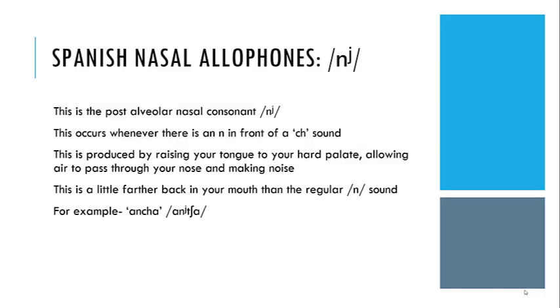Next, we will talk about the post-alveolar nasal consonant. This occurs wherever there is an N in front of a ch sound. This is produced by raising your tongue to your hard palate, allowing air to pass through your nose and making noise. This is a little farther back in your mouth than the regular n sound. For example, this sound occurs in the word ancha. This is not pronounced as ancha, rather as ancha. This one is probably the hardest one to pronounce for English speakers, as we don't have this sound.